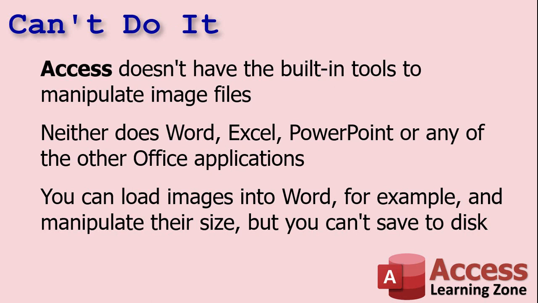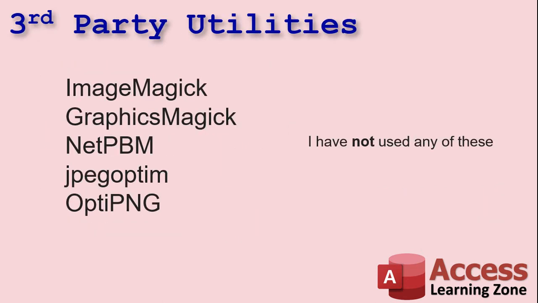Now, Access by itself does not have the built-in tools to manipulate image files. Neither does Word, Excel, PowerPoint, or any of the other Office applications. You could do something in Word, like load an image and resize it and then save the document, but you can't resave that picture. You can't export the picture out of it. So the best way to do it is to use a third-party utility.